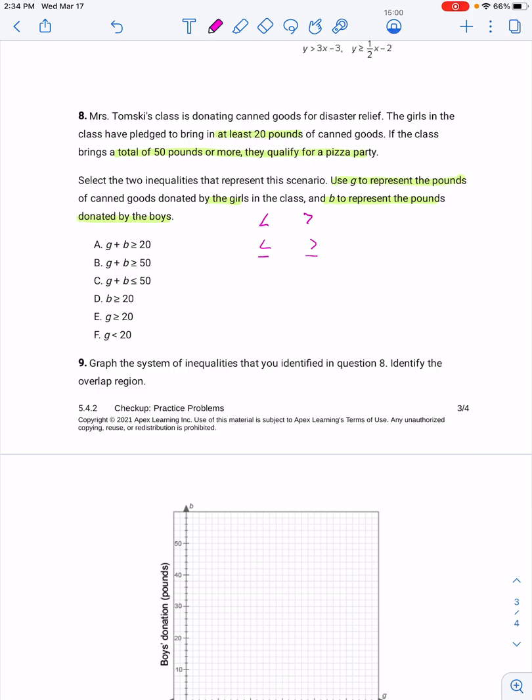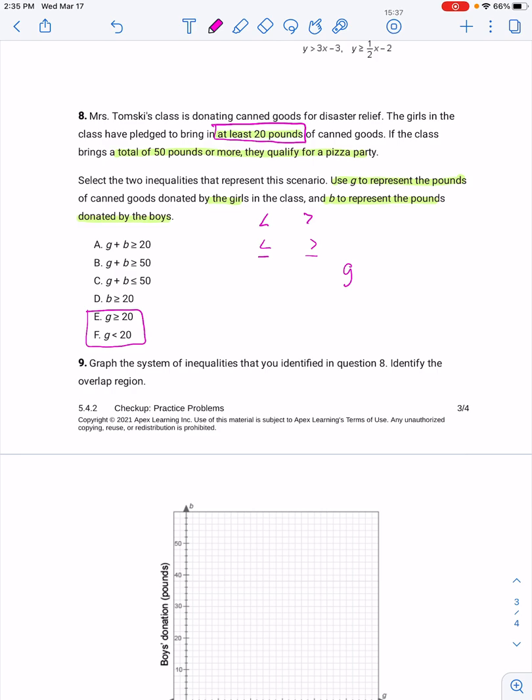So for the first part of the system, the two equations that we're writing, let's look at this one first. The girls have to bring at least 20 pounds. We know that girls are represented by the letter G, and they need to bring in at least 20 pounds. If I look at my choices, the only two that deal with just the girls are these two. So now you're down to 2 possible choices. You need to think of which one would represent at least 20 pounds.